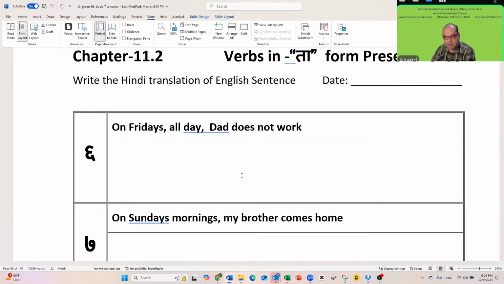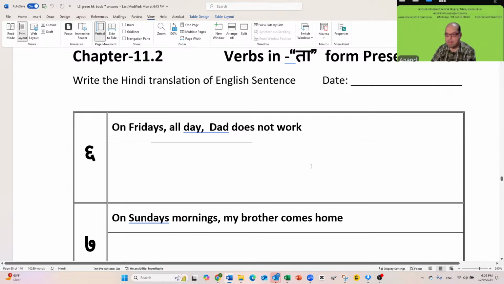Pitaji, I'm going to repeat it. पिताजी पूरे दिन काम नहीं करते. पिताजी शुक्रवार को पूरे दिन काम नहीं करते. Can you stop at करते or do you have to put है? I don't think you have to put hai.